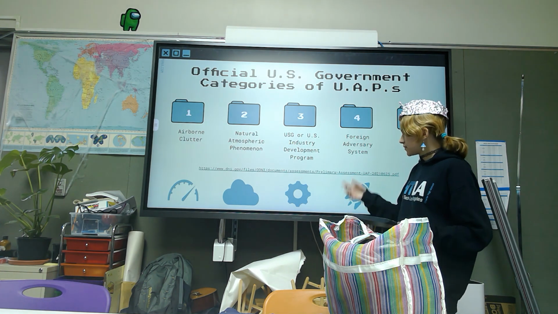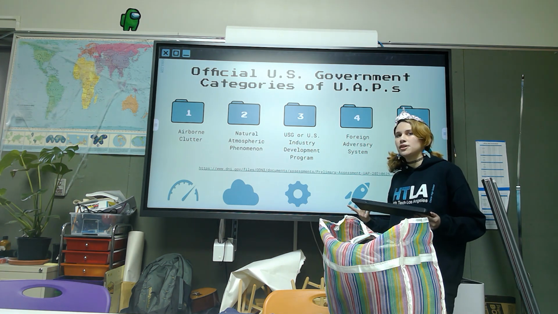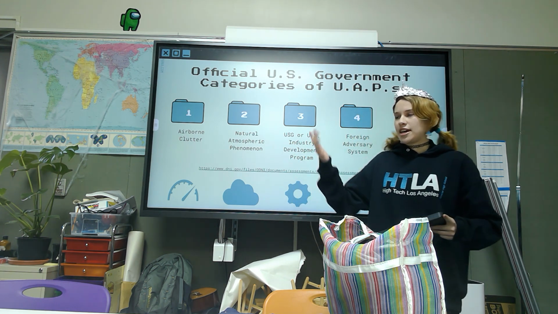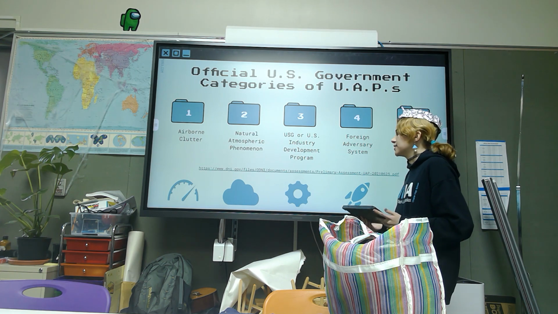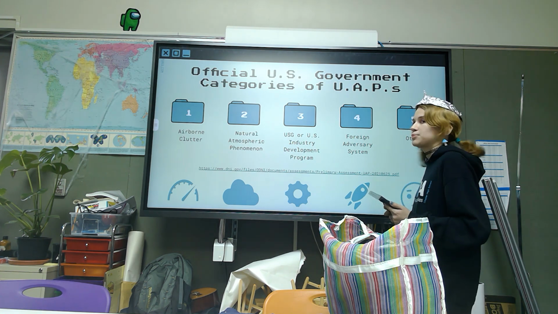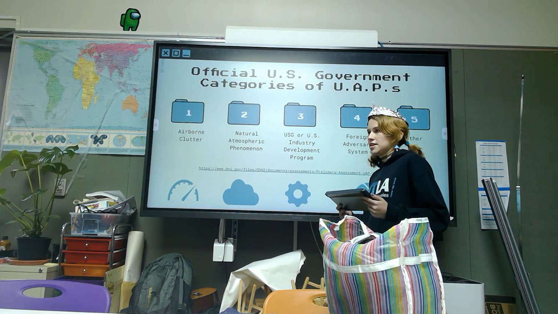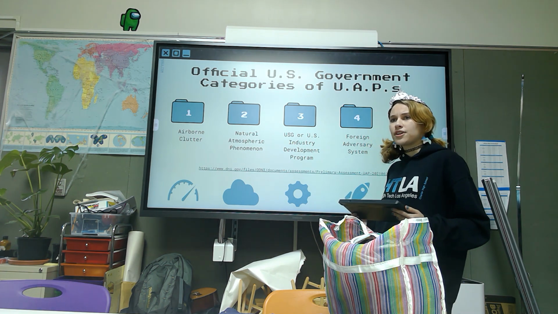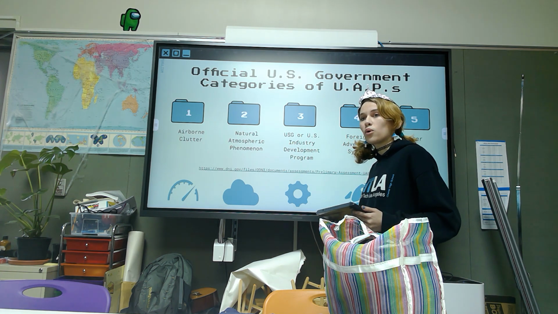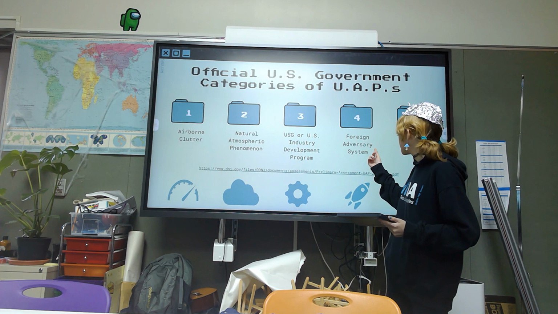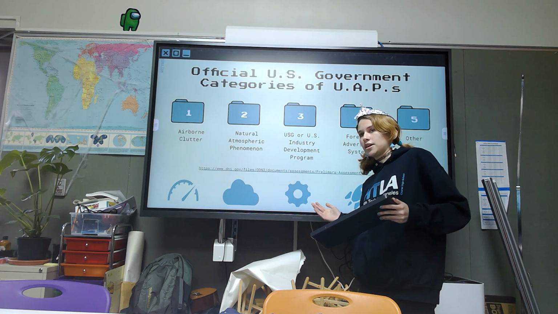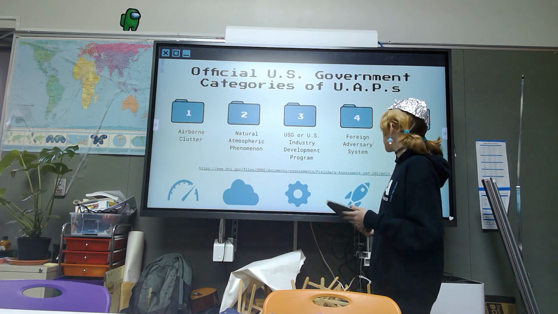Then there's natural atmospheric phenomena, which is things like weather events, stars, planets, basically naturally occurring things, like clouds. Then there's USG, or U.S. Industry Development Programs, so things like airplanes, drones, basically anything that would function in the U.S. to either help its economy or to help its military. And the same thing goes for foreign adversary systems. But this can also include things like missiles, drones, or spy crafts, which I'll get into later.